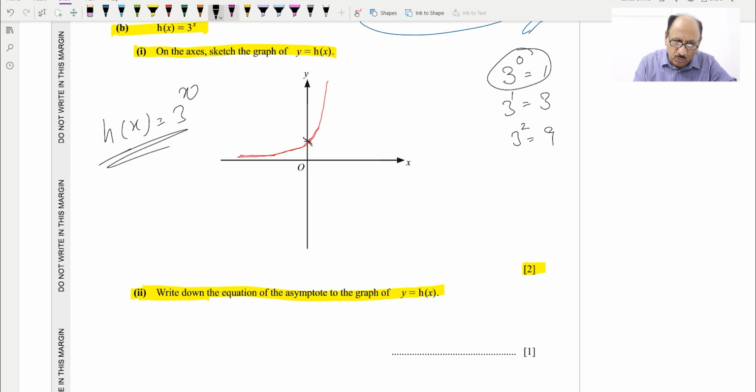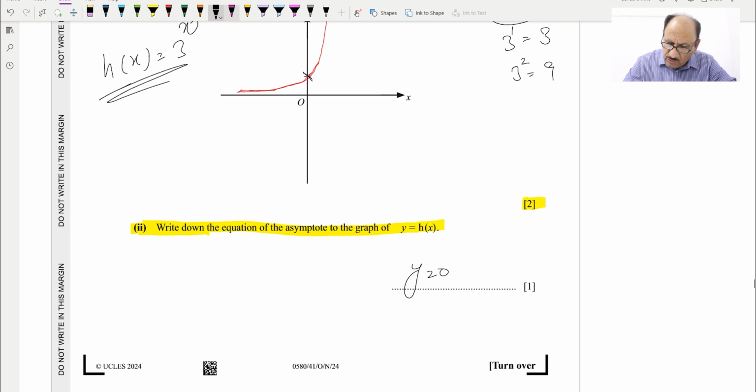It will be coming closer to that line, but it will never touch it, and that is y is equal to 0. Y is equal to 0 will be the asymptote line which it will not be touching. In other words, we can say that the x-axis will be the line. So on the x-axis, y will be equal to 0. So y is equal to 0 will be our answer for 1 mark.